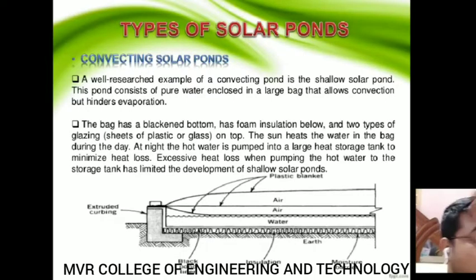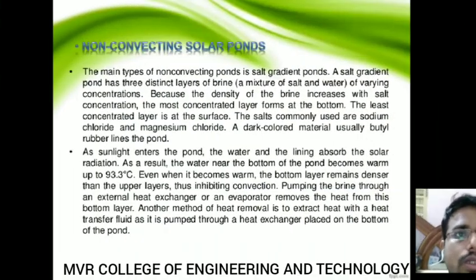Let us see about the non-convecting solar pond also. So another type of solar pond is available here. The main type of non-convecting solar pond is the salt gradient pond. So one is convecting, where we use a fiber or a glass cover on the convecting solar pond. If you use non-convecting solar ponds, under the water it is filled with a mixture of salt and water.